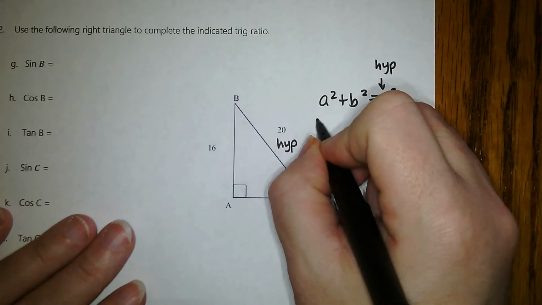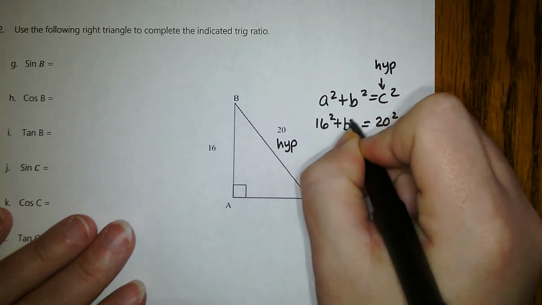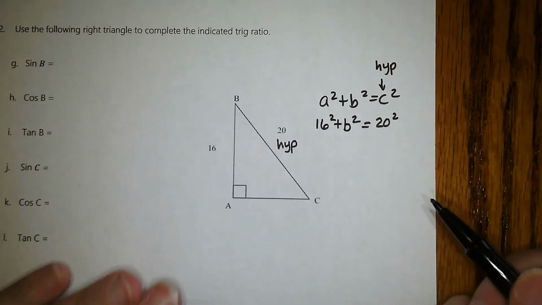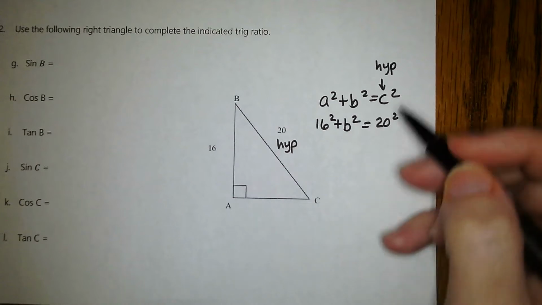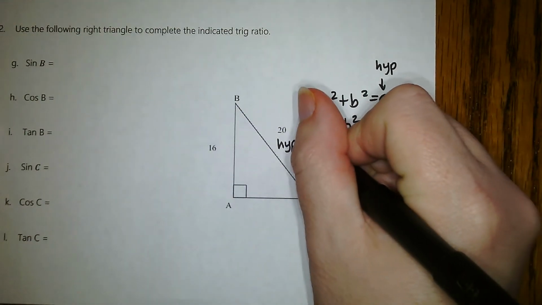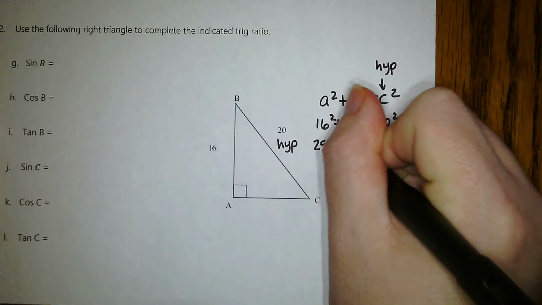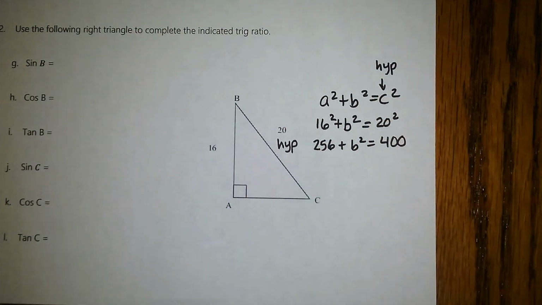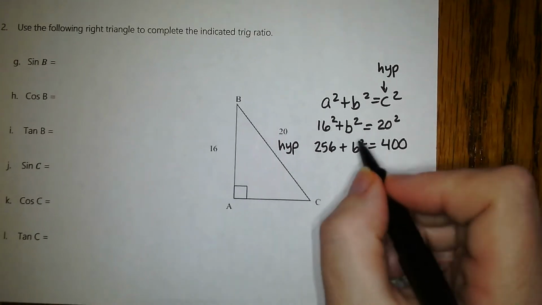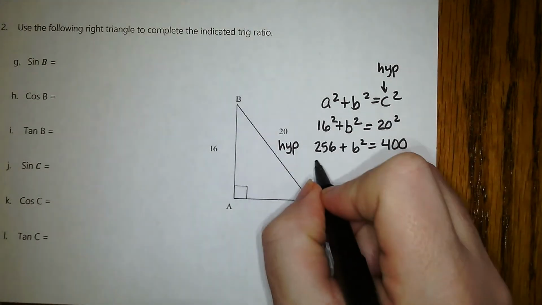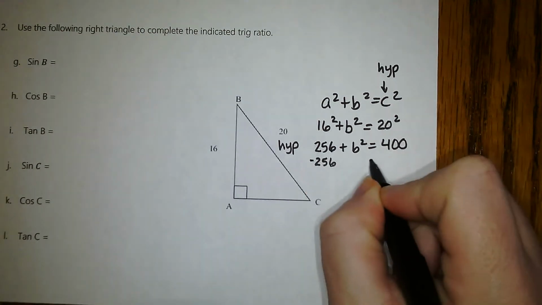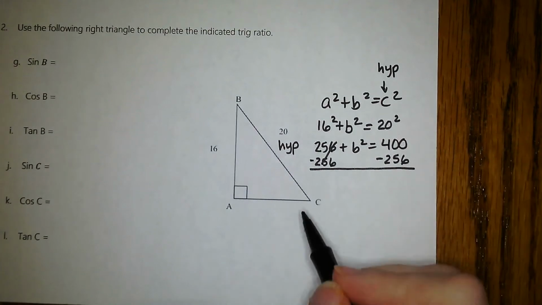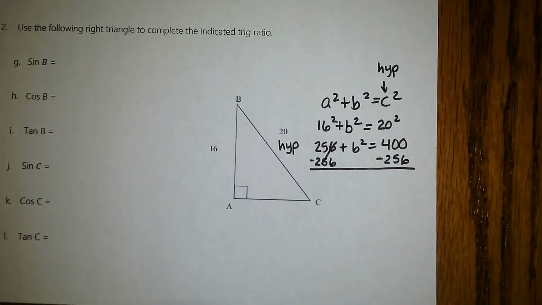So I'm going to do 16 squared plus b squared. Now, if you have a squared plus 16 squared, that's fine, because you're going to end up finding it anyway. Then you've got to square all the terms. So 16 squared, I think, is 256. And 20 squared is 400. Remember, you're squaring those, not doubling them. And then to get this by itself, you have to subtract your 256. So this is a little bit more math involved in solving for a missing side when it's not a hypotenuse.